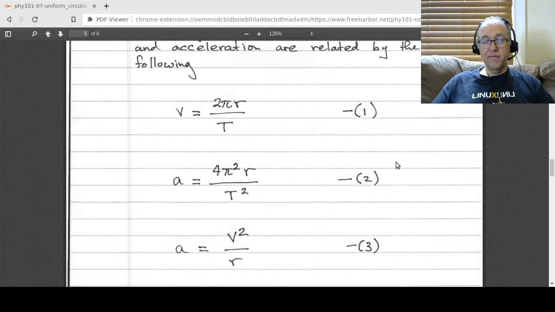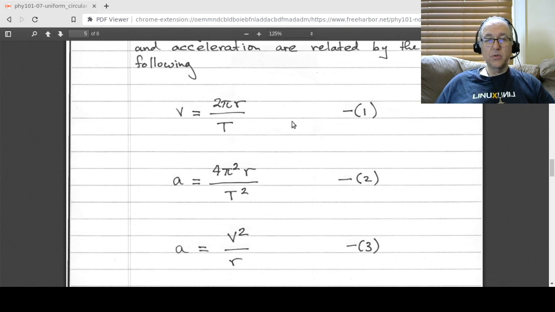What about the magnitude of the velocity? It's given by this formula, 2 pi r over capital T. We can understand this formula because 2 pi r is the circumference around the outside of the circle, divided by capital T, the time it takes to travel that. The distance divided by the time, there's your velocity. So that's one equation we're going to use when we solve problems. Another equation, which is not as intuitive, so you just have to take my word for it: the magnitude of the acceleration is 4 pi squared r over T squared.